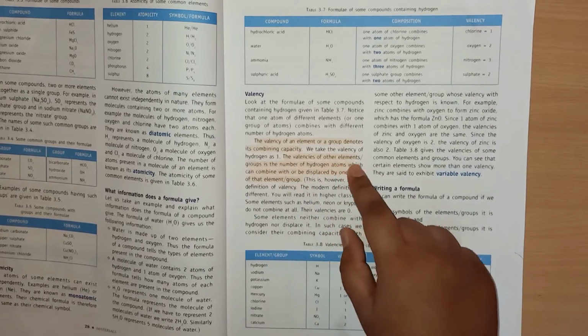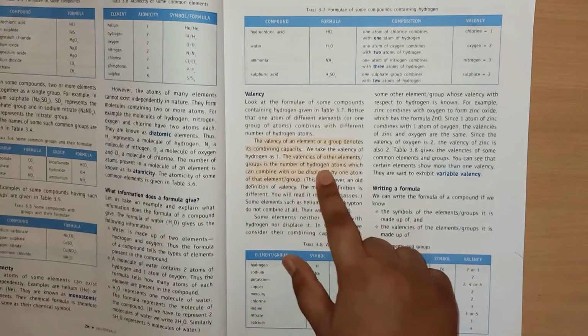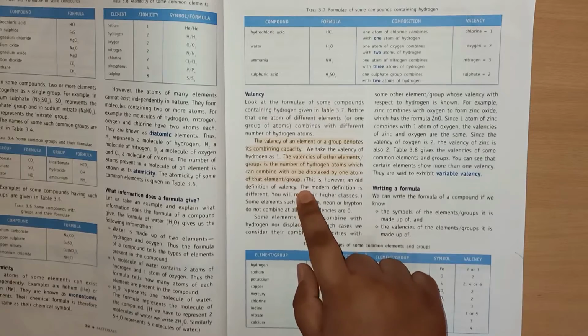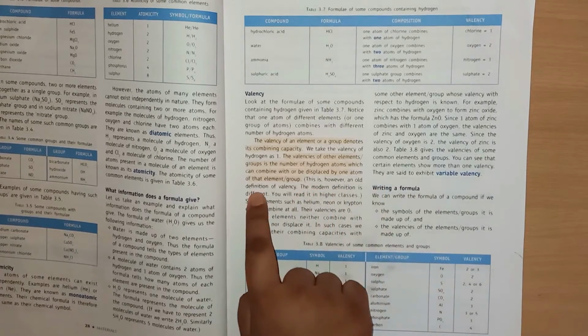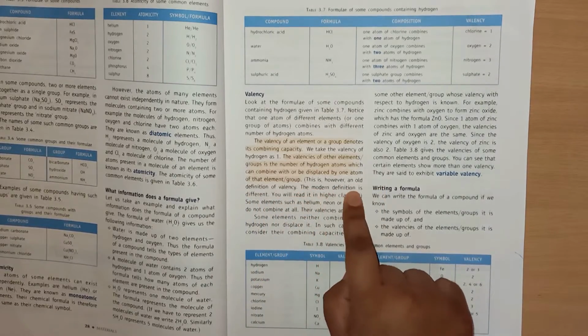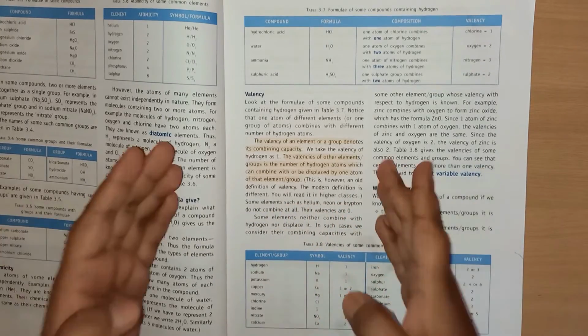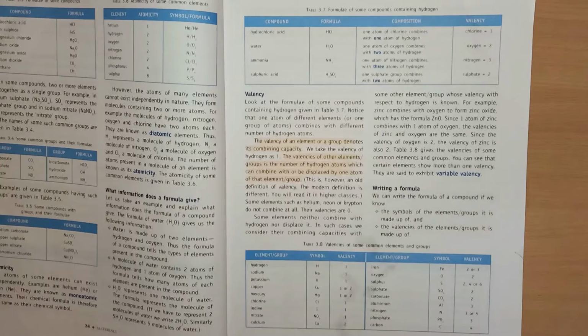The valency of other elements or groups is the number of hydrogen atoms which can combine with or be displaced by one atom of the element. So it is the definition. This is however the old definition of valency. The modern definition is different. You will read it in the higher classes. So we need to learn this definition only. In the further classes, they will tell us the modern definition of valency.